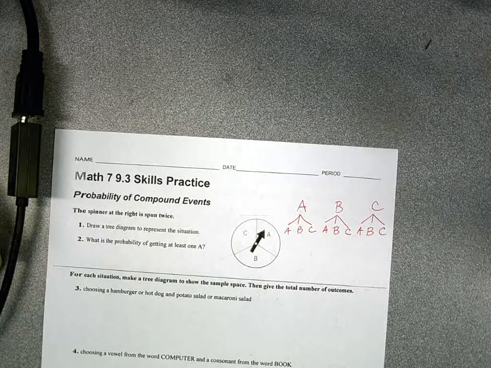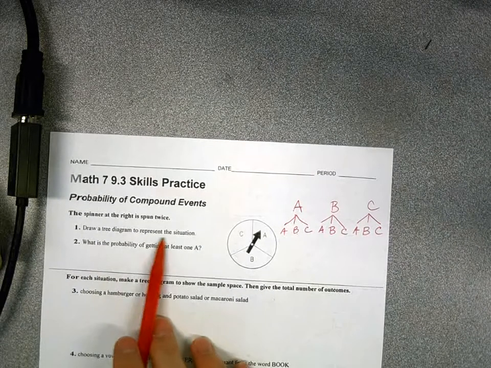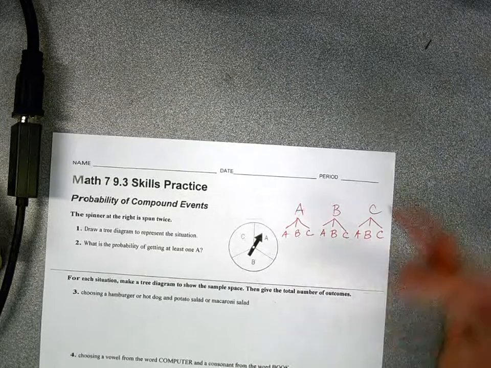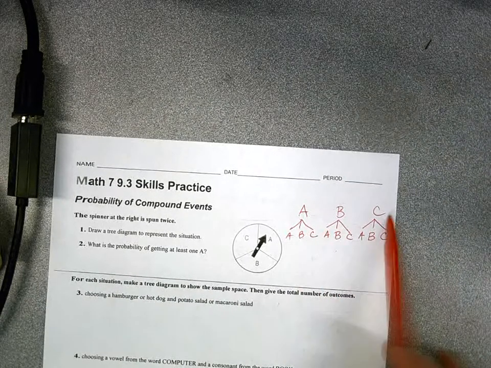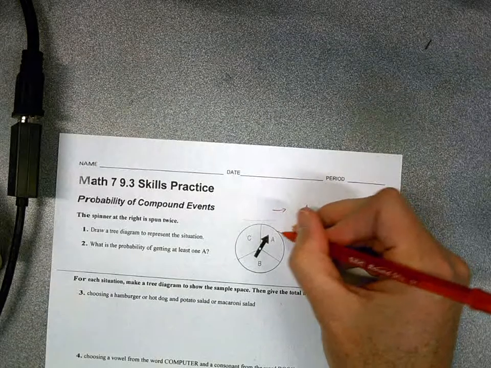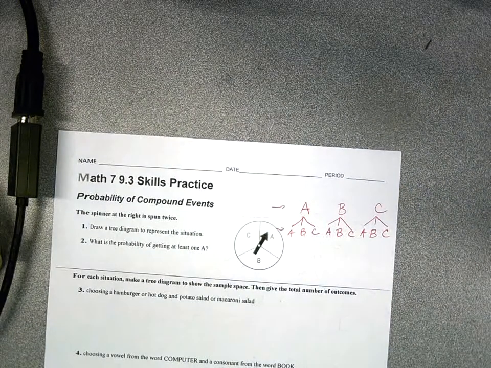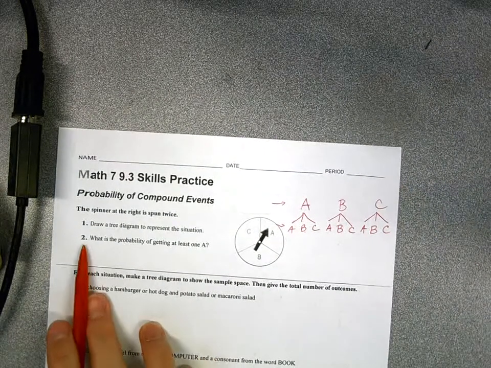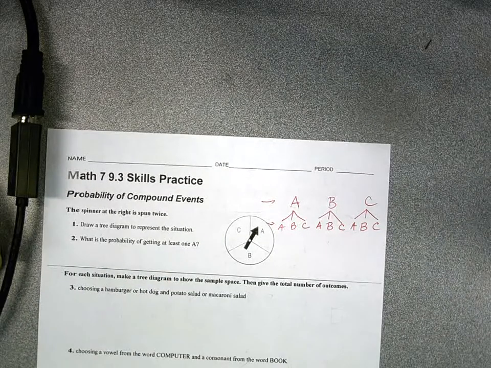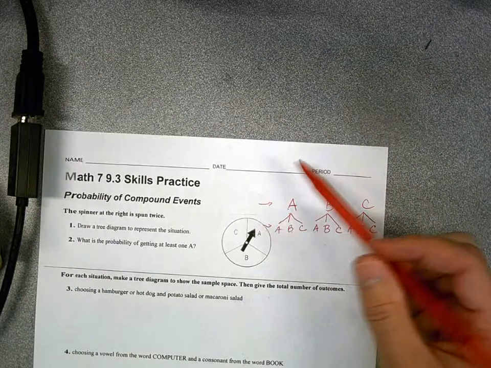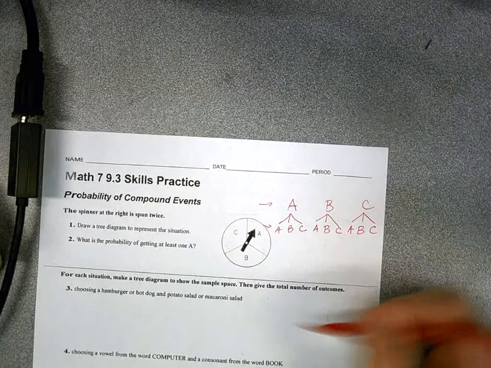Okay? Now, number 1 says draw a tree diagram to represent the situation. That's what we just did. We're done, right? There's only 2 spins. This was the first spin here. This was the second spin. Okay? Then number 2 says what's the probability of getting at least one A? Well, here's what we're going to do before we figure that out. I'm going to go ahead and I'm going to write my sample space.